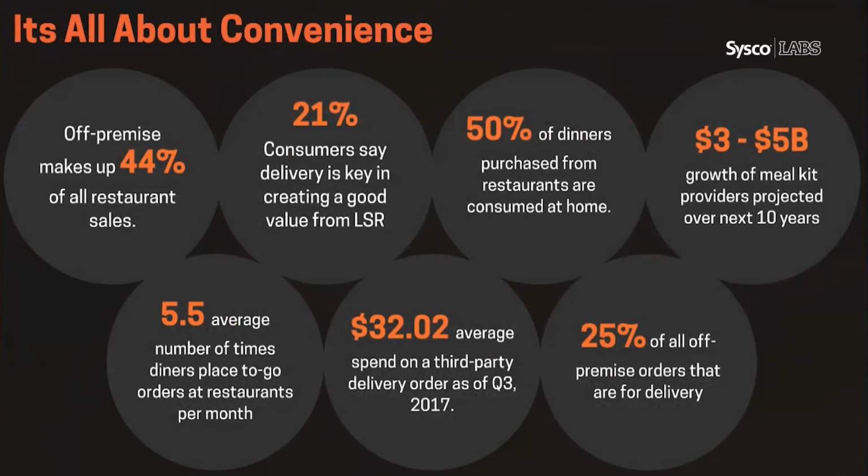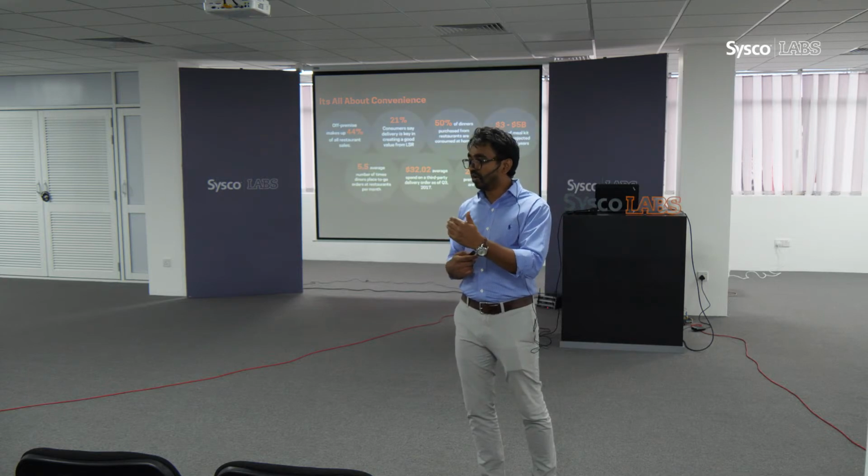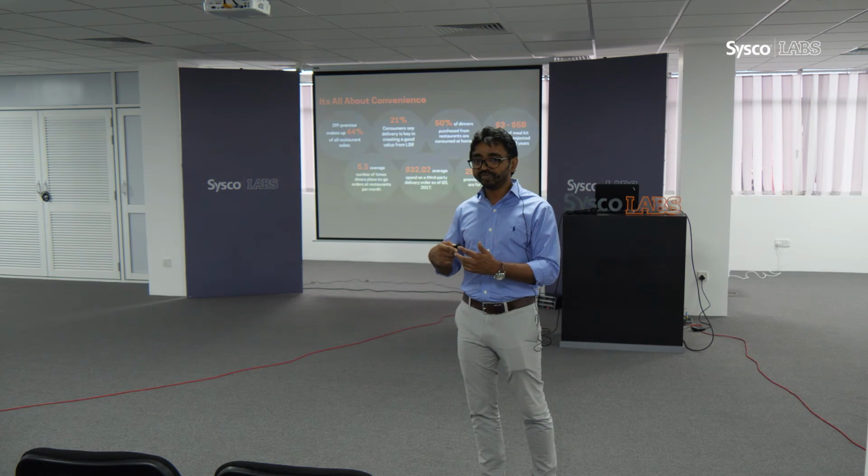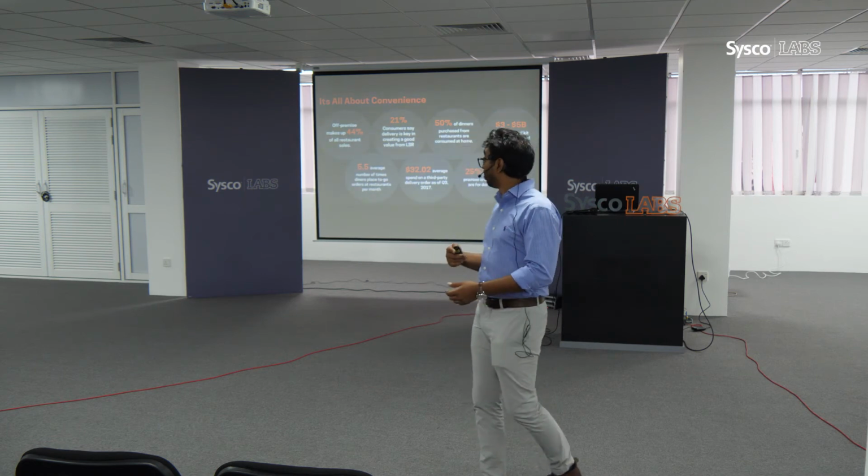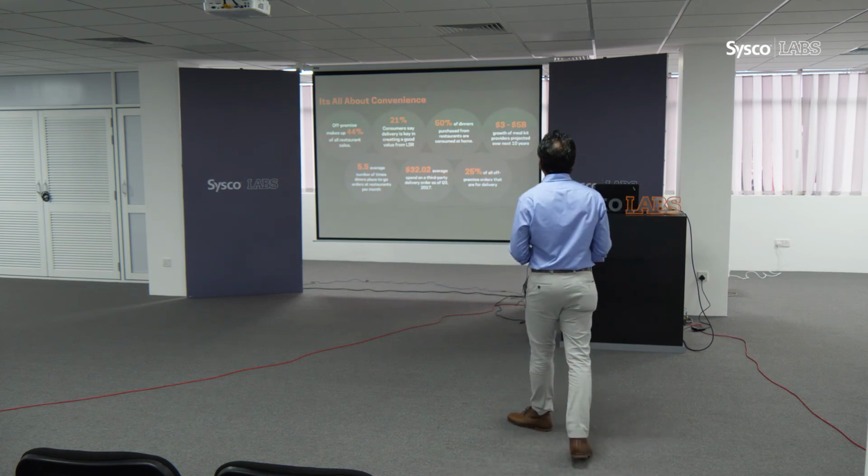We were trying this out with Cake Connect as well at some point. And 25% of all off-premise orders are for delivery. So the point here is that delivery and consumption is on the rise. Online ordering, delivery services, paying in various mechanisms and so on and so forth. The convenience part of it is on the rise. Something that we can all relate to from our experience as well.